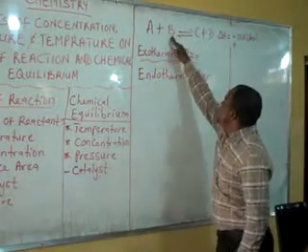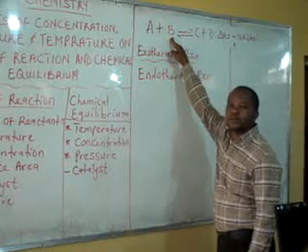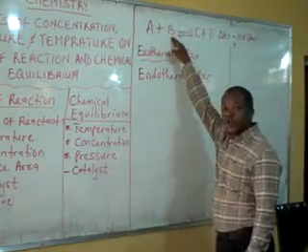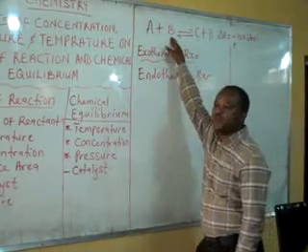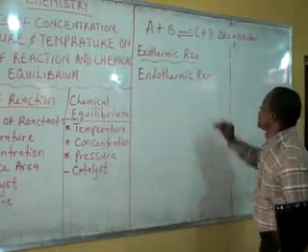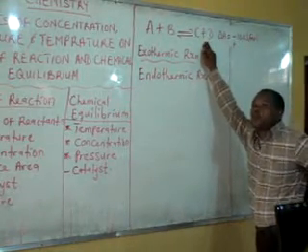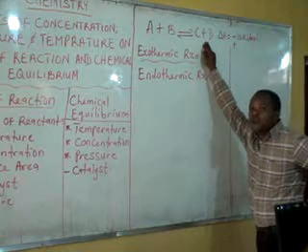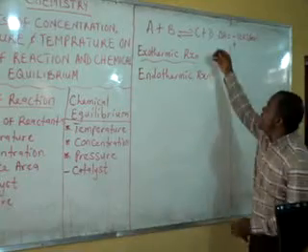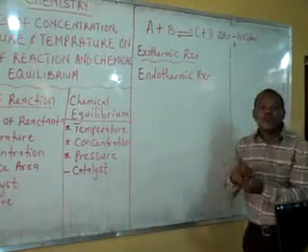At the same time, if I increase the concentration of B, it will still favor the forward reaction. If I reduce the concentration of B, then it will favor the backward reaction. Then apart from that, if you increase the concentration of the product, it will favor the backward reaction. But if you are removing the product as it is being formed, then more product will be formed.